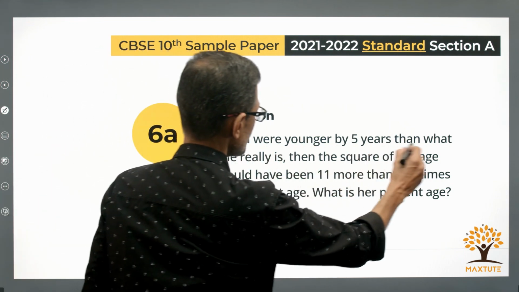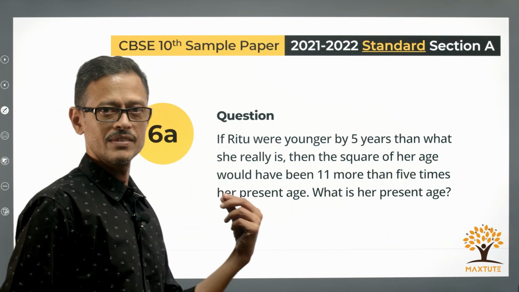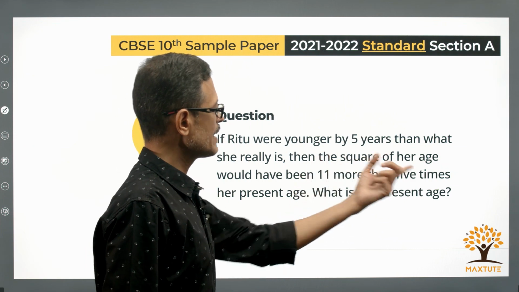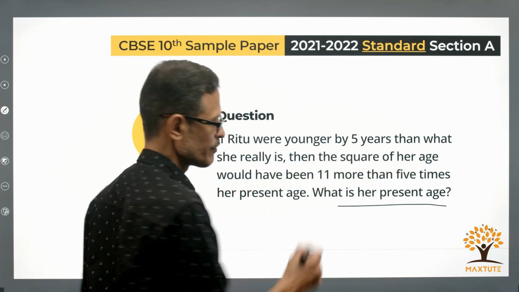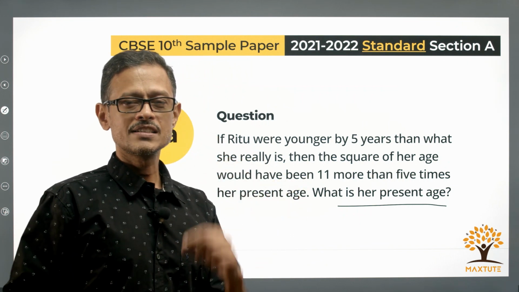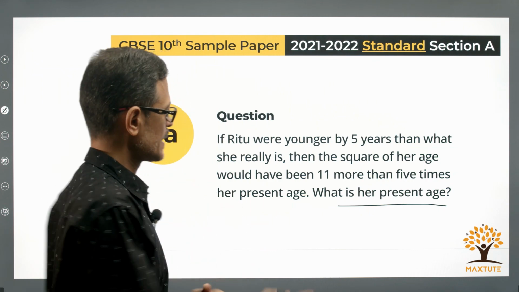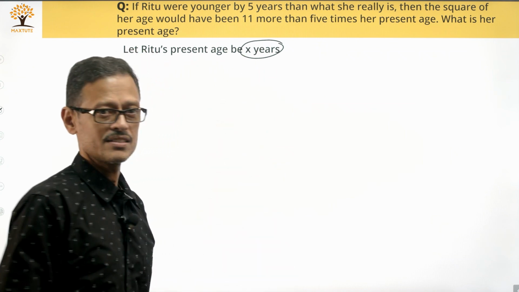Start with the question. If Ritu were younger by 5 years than what she really is, then the square of her age would have been 11 more than 5 times her present age. What is her present age? This is what we need to find out. We'll break each of these parts and then make sense out of it. So let's start by assigning a variable for what we need to find out. I'm going to assign a variable for her present age. Let's say that is equal to x years.